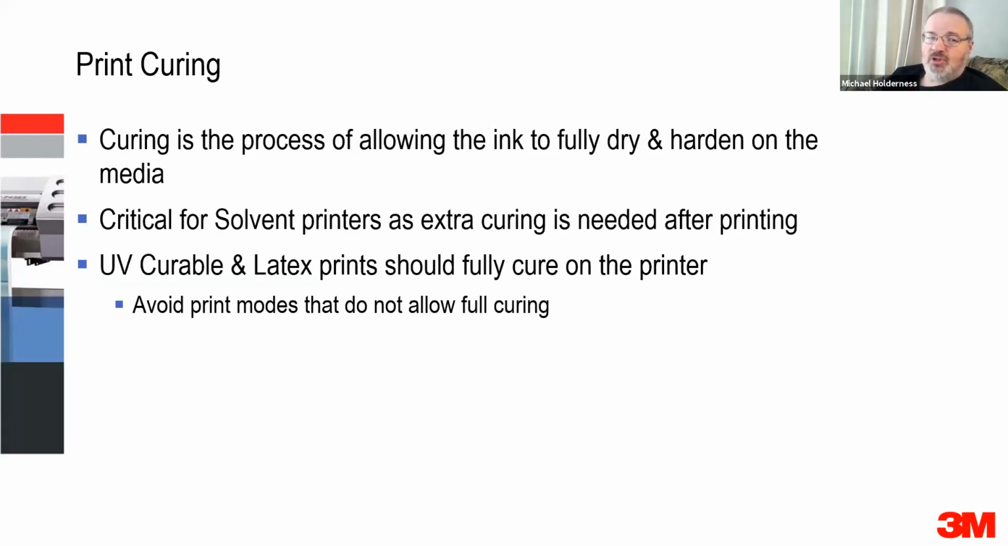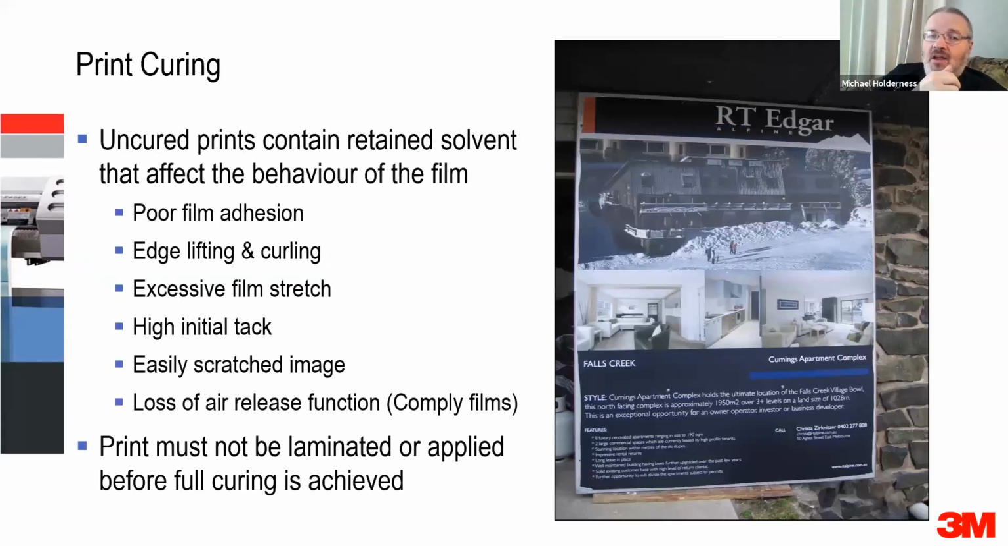Those two problems with UV and latex are different to what we're going to talk about with solvent print curing. Solvent print curing is retained solvent that affects the behavior of the film going forward. You'll get poor film adhesion, you'll get edge lifting and curling, you'll get excessive film stretch, you'll get high initial tack, you'll get an easily scratched image, and you'll lose the air release function.